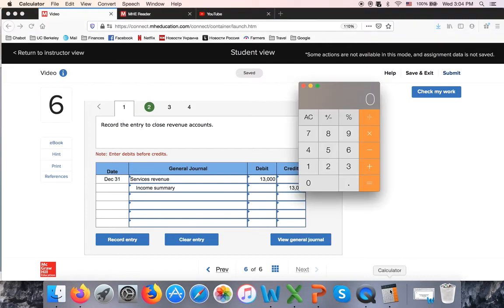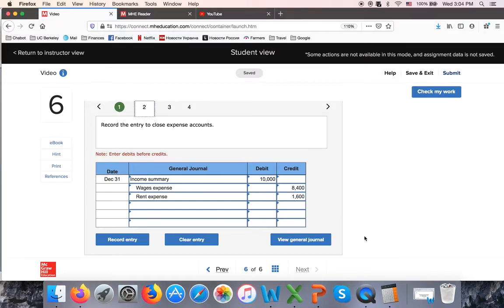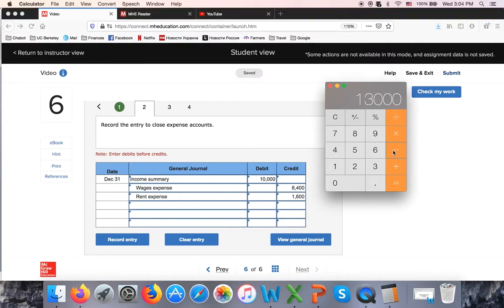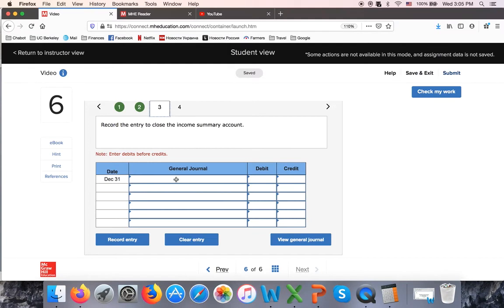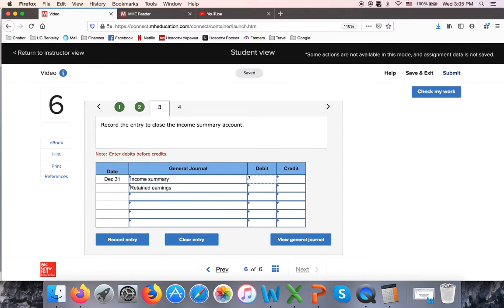Okay, let me look at the first and second entry. So income summary, credit 13,000, that's revenue. Second step, total expenses are minus 10,000. So what do I have? Net income or net loss? I have net income of $3,000. So what's my third step? Third step, close out income summary into retained earnings. So I'm going to debit income summary and credit retained earnings by $3,000.